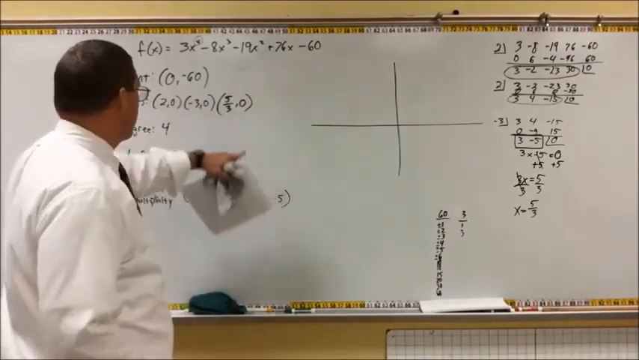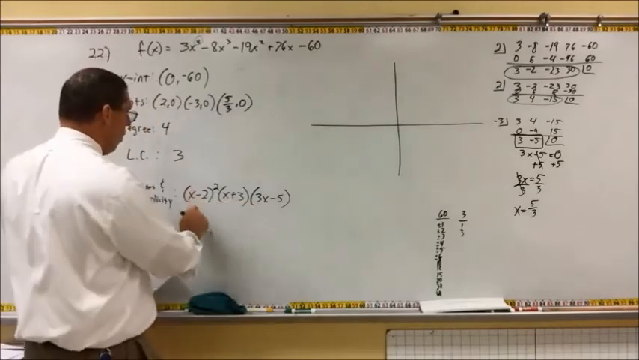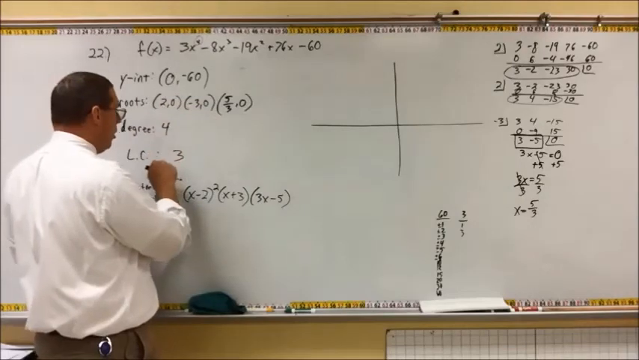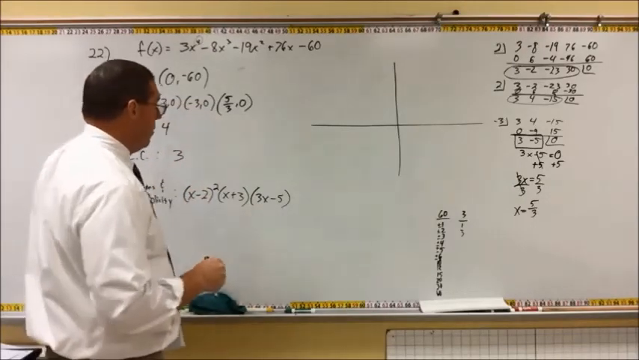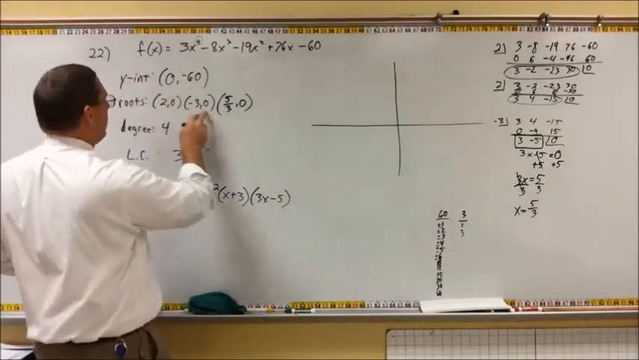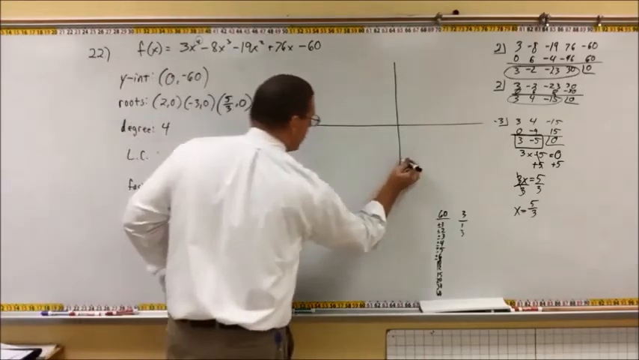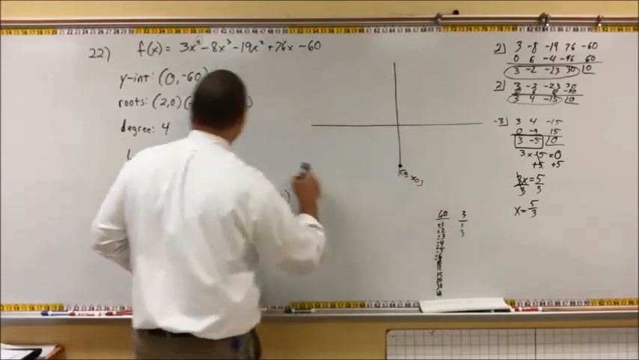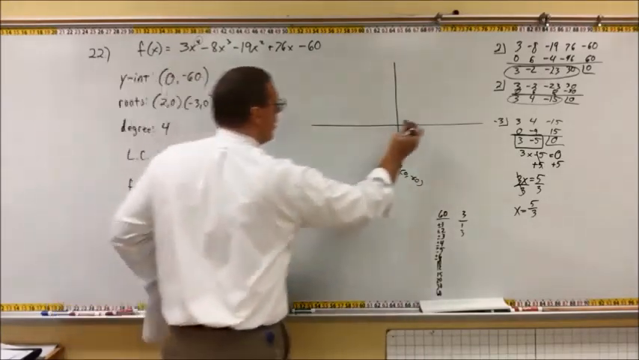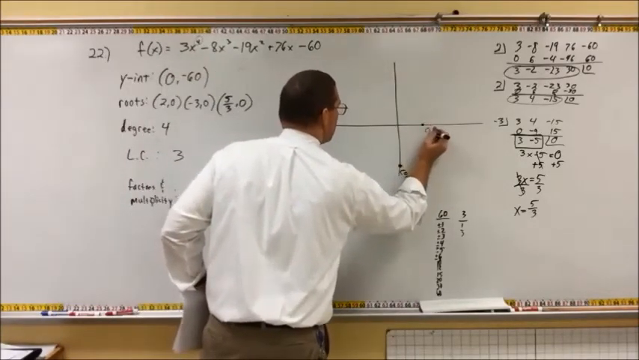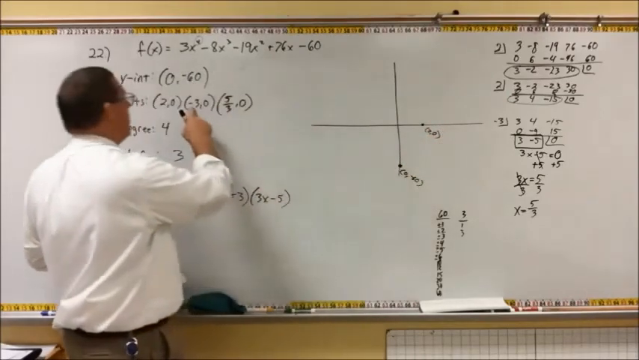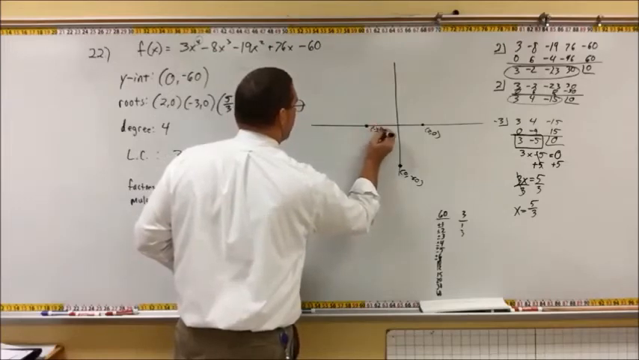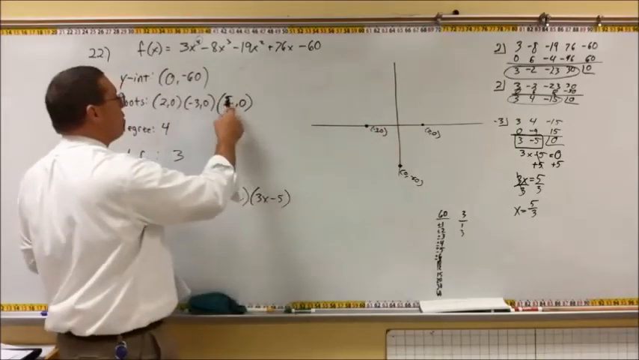So we've got our roots. We've got all of our factors. See, we have 1, 2, 3, 4 factors. Degree of 4, so we've got them all. And now we can graph. We're going to plot our y-intercept and all of our roots. 0 and negative 60 is down here somewhere. 2 and 0, that's about here. Negative 3 and 0, that's about over here on the left side. And then 5/3.